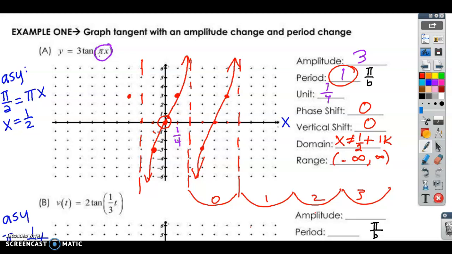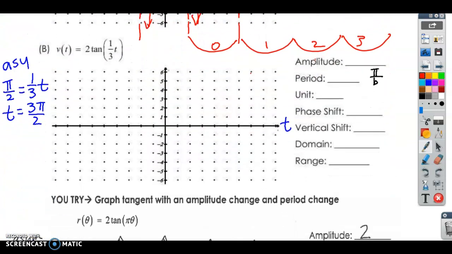All right, let's go to the next example. So let's go ahead and see that we've got an amplitude of absolute value of 2. So that is going to be 2.